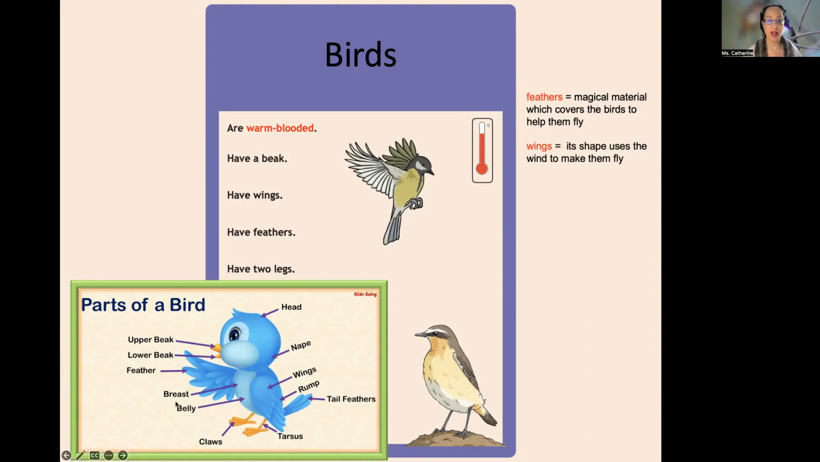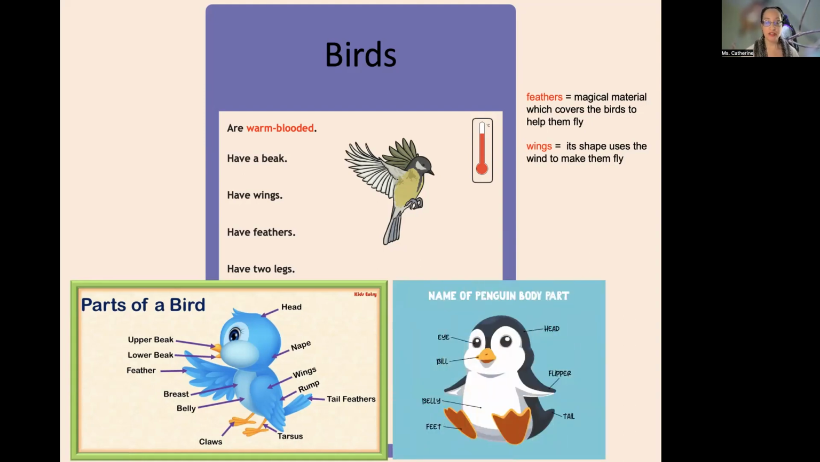Then we have the breast. The breast is up here by your chest. Then we have the feather. Think of the magical material which covers the birds to help them fly. Then their beak. They have a lower beak. Think of the lower beak as the lower part of your lip, and the upper beak, which would be the upper part of our mouth.